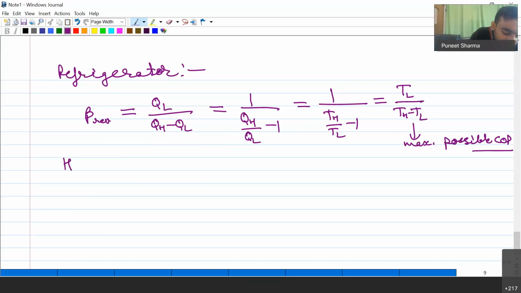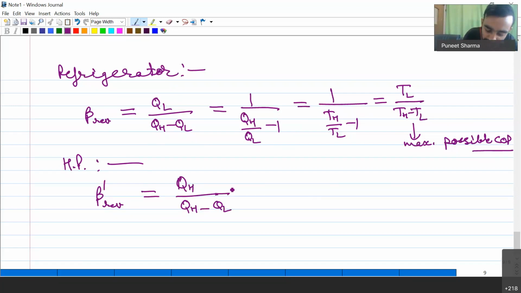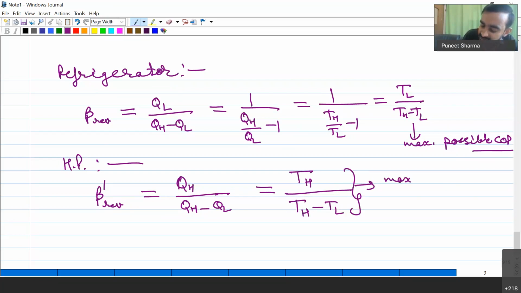Similarly, if I talk about a heat pump, for a heat pump we define the symbol as beta dash. So beta dash reversible will be nothing but equal to QH divided by QH minus QL. If you apply this formulation over here, finally we will find that it will be equal to TH divided by TH minus TL. So this will be, once again, the maximum possible COP of a heat pump device.